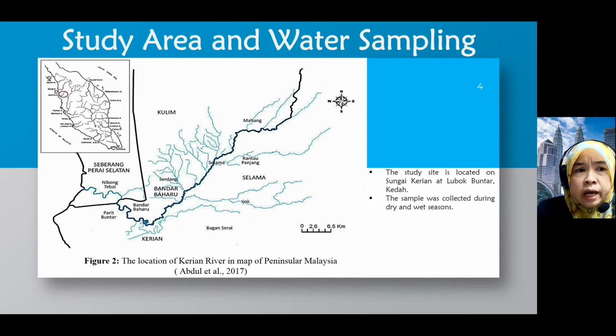This is the area of my study and for water sampling. The location is at Sungai Kerian. This is the Kerian River on the map of Peninsular Malaysia. The study is located on Sungai Kerian at Lubuk Buntang, Kedah. The samples were collected during dry and wet seasons.